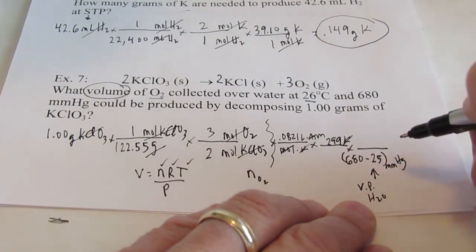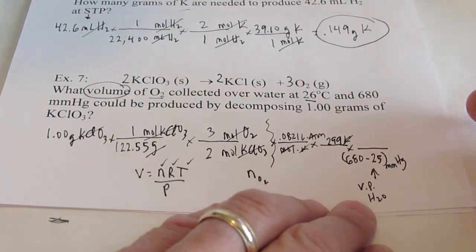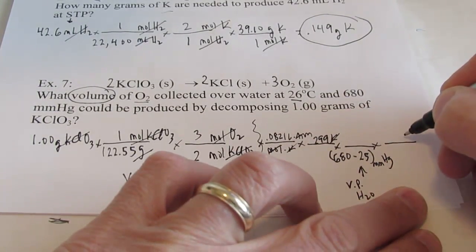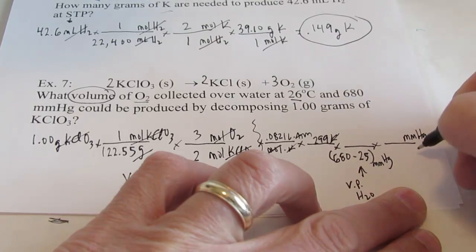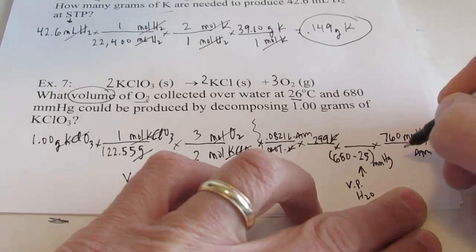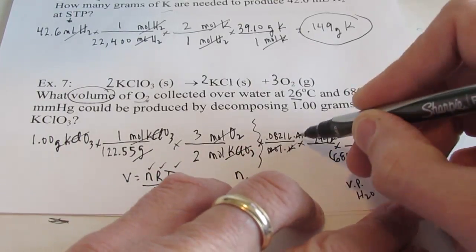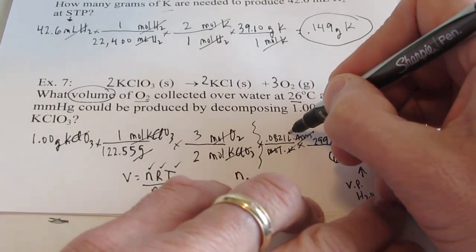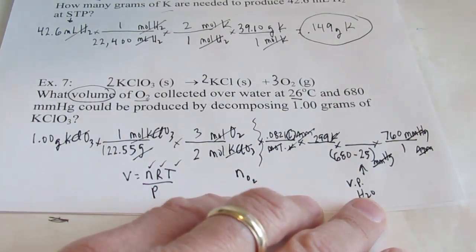My kelvins cancel out, but my atmospheres do not get canceled out by millimeters of mercury. So one more step. We need to hop out of millimeters of mercury and get into atmospheres. And we know that conversion factor. 760 millimeters of mercury is 1 atmosphere. So now my atmospheres are gone, my millimeters of mercury are gone. The only unit I have left is liters.